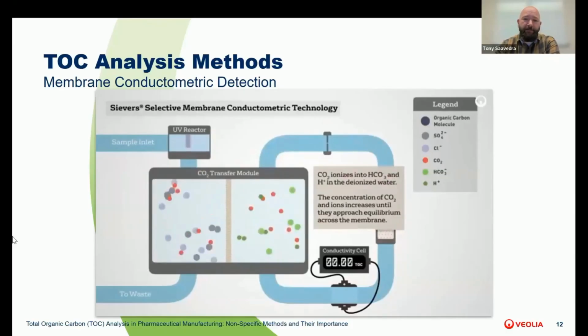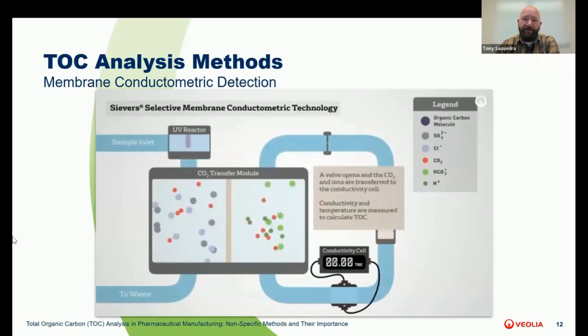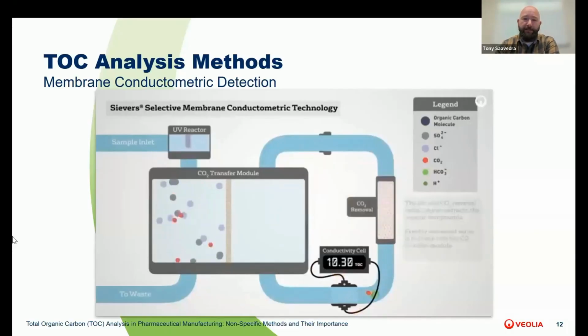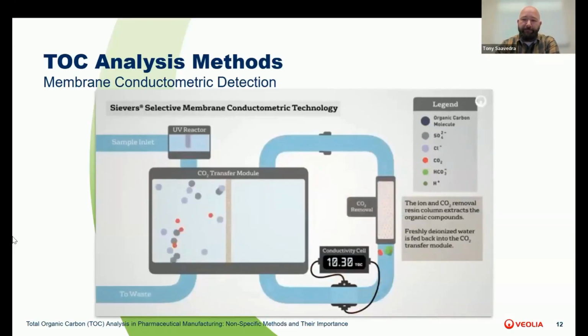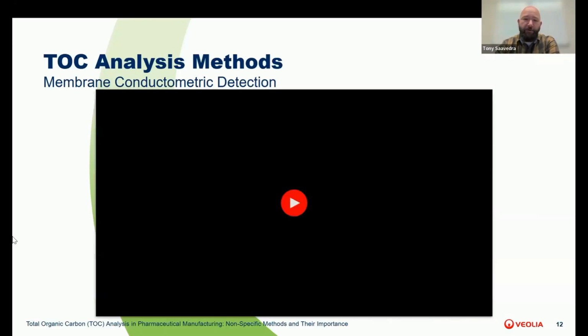Next, the CO2 produced from the oxidation is separated from the liquid sample. This is done using a semi-permeable membrane that only allows CO2 gas to pass through, as you can see in the video. From here, the CO2 passes through the membrane and is absorbed into a pure water stream. We call it our DI water side. This absorption causes a change in conductivity in the DI side. The change in conductivity is directly proportional to the amount of CO2 present, which in turn corresponds to the amount of organic carbon in the original sample.